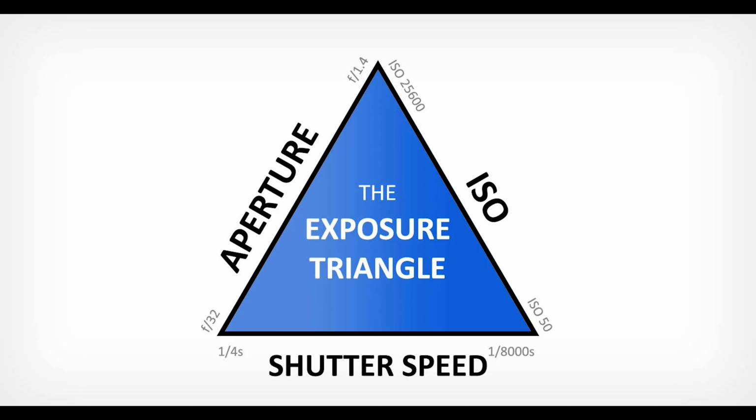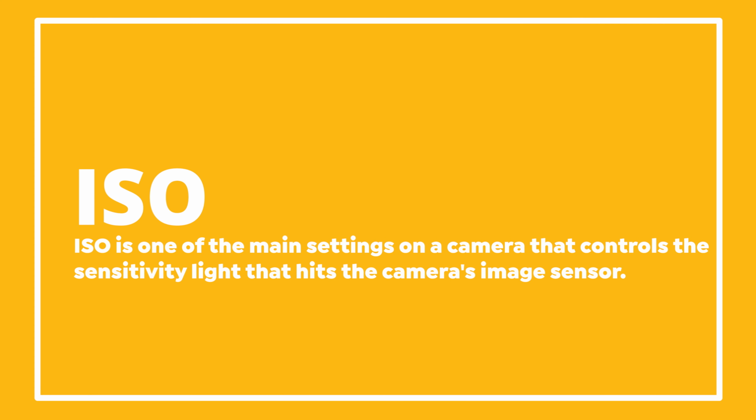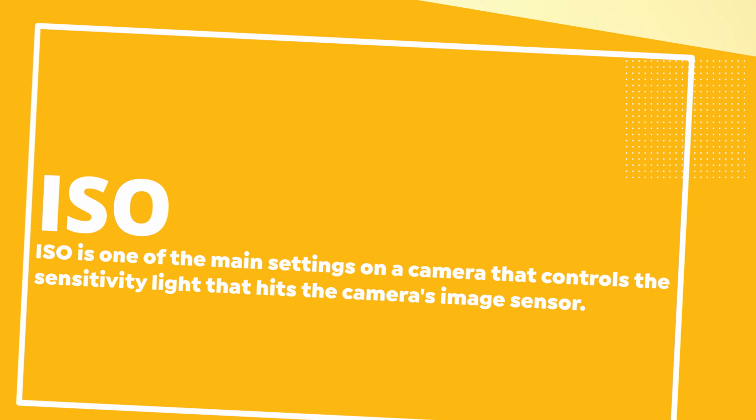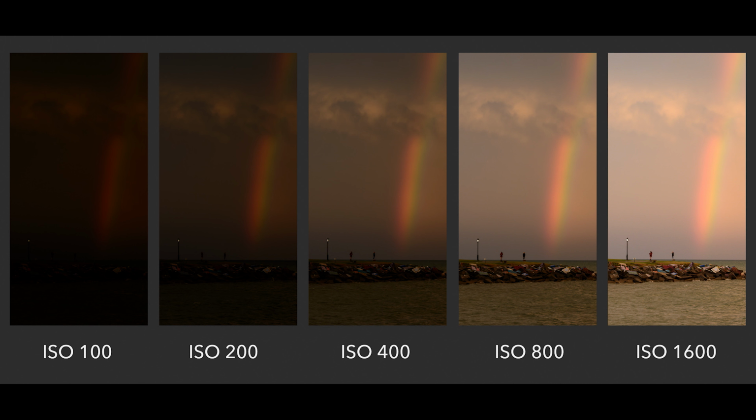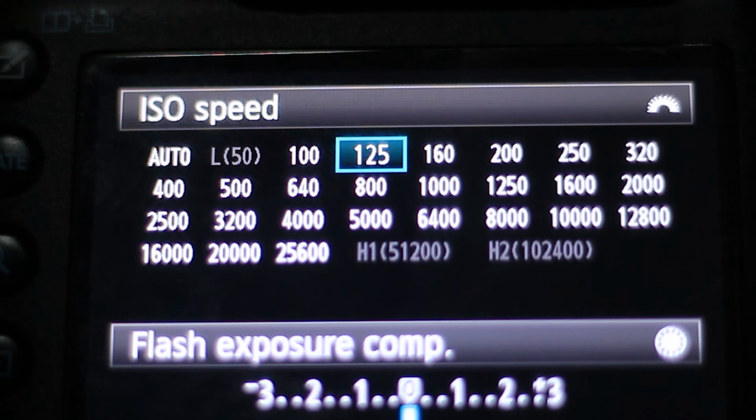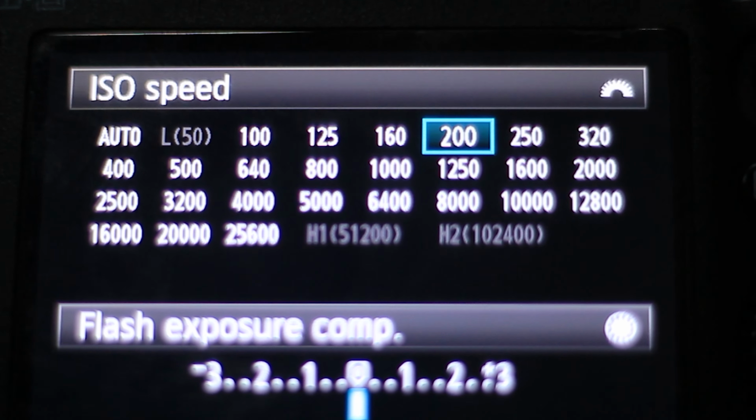The three main settings that I've talked about are also known as the exposure triangle. So, now we are starting with understanding ISOs. ISO is one of the main settings on a camera that controls the sensitivity to light that hits the camera's image sensor. Here is briefly how it works. Low ISO, which is between 100 and 400, is best for bright lighting conditions, which produces the least amount of digital noise, called grain, in images.